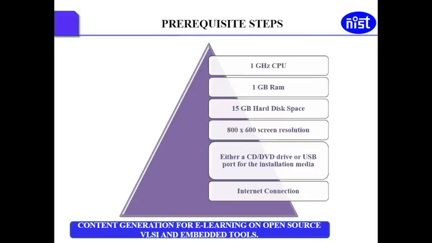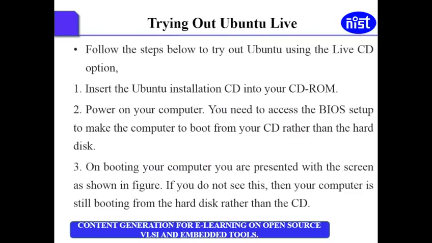What are the pre-requirements? 1 GB RAM and 1 GHz CPU, 15 GB hard disk, 800 by 600 screen resolution, a USB port or a CD or DVD drive, and an internet connection. You need to have all these things before you start your installation of Ubuntu.